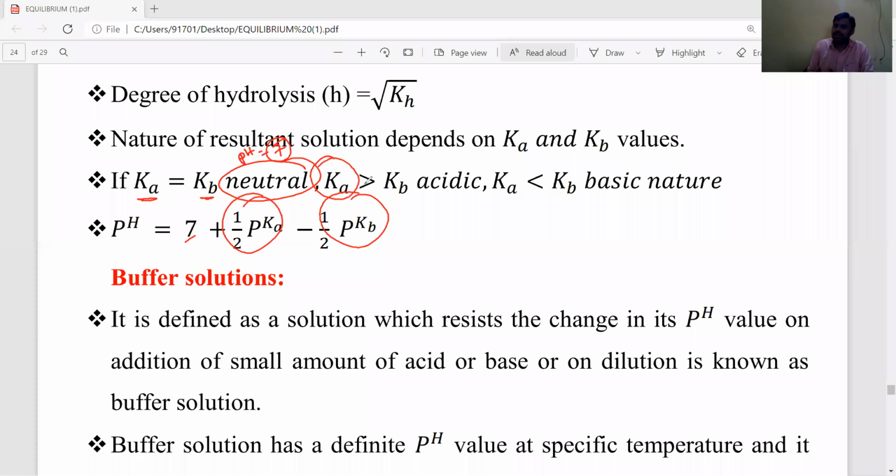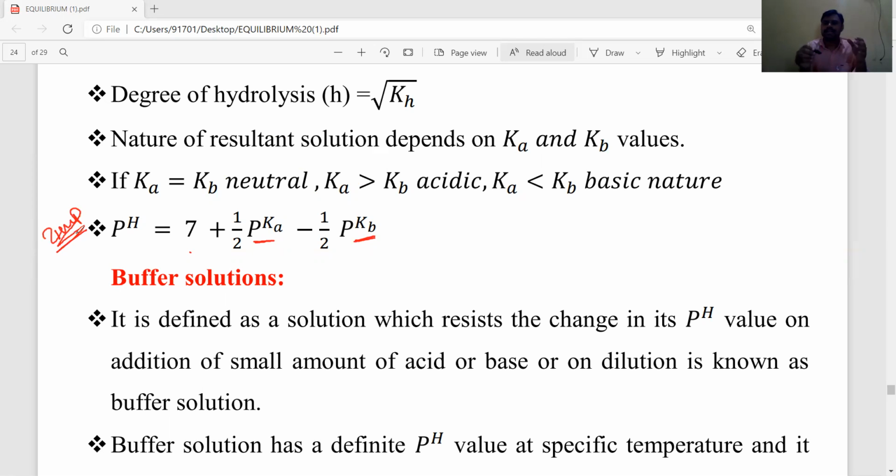If the Ka value is more than Kb, then the resultant solution has acidic nature. Ka, the acid dissociation constant, is more when compared with Kb, Kb is less, then the resultant solution is acidic. Otherwise, if Kb is more than Ka, the resultant solution has basic nature. So in these two conditions, the pH formula is equal to 7 plus 1 by 2 pKa minus 1 by 2 pKb. You have to remember this formula, important.